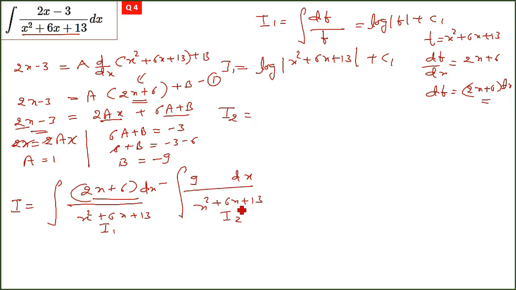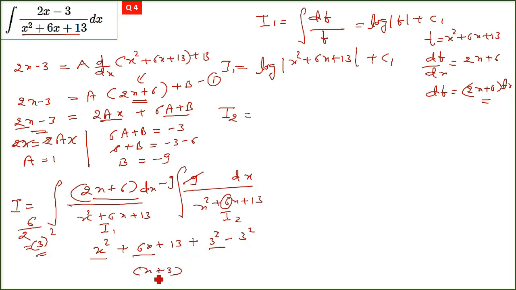In I2, we have the denominator, and the numerator constant can be taken out. So it is simply dx by x square plus 6x plus 13. So we'll try to make this quadratic expression a perfect square. Take 6, which is the coefficient of x, divided by 2, it will be 3, square it, and add and subtract it. That is, if you have x square plus 6x plus 13, then you have to add and subtract this 3 square. So you get x square plus y square plus 2xy, that is x plus 3 whole square. Now 13 minus 3 square, 13 minus 9, which is 4, which is 2 square. So x plus 3 whole square plus 2 square.